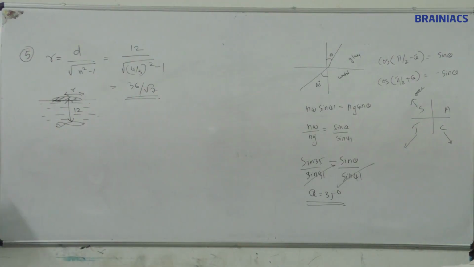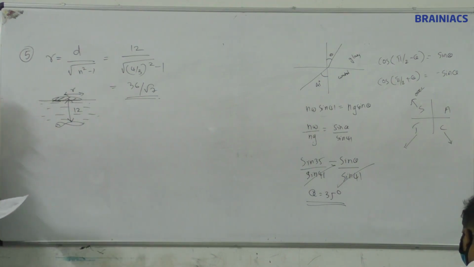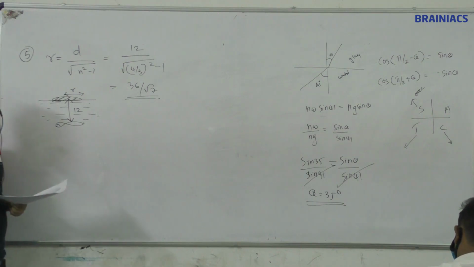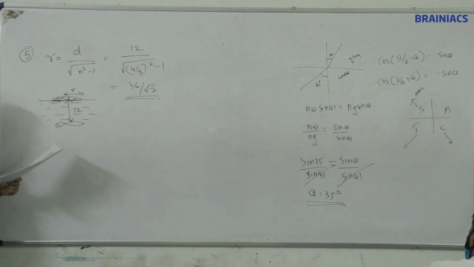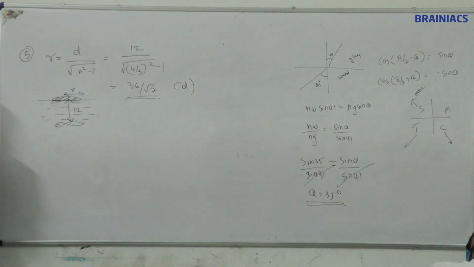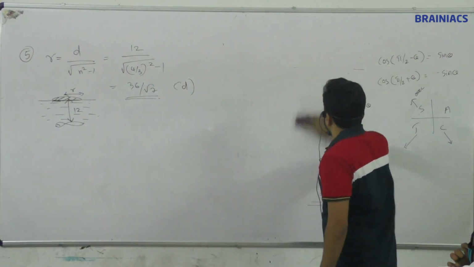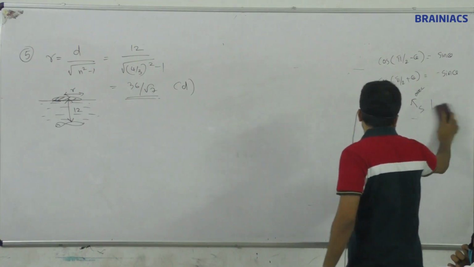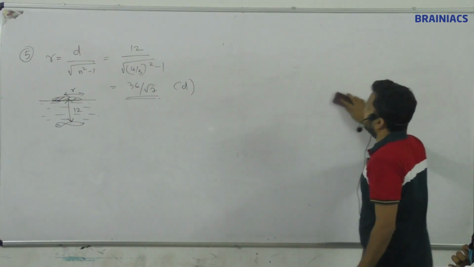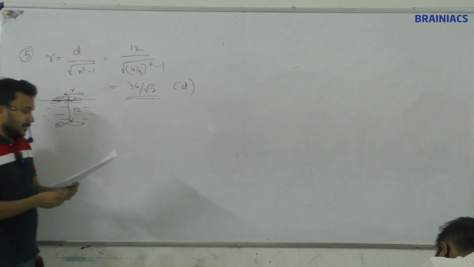36 divided by root 7. Last option, option D is the right answer. Fifth one, option D. The same formula, the same question is there. Okay, understood? Okay, other question.